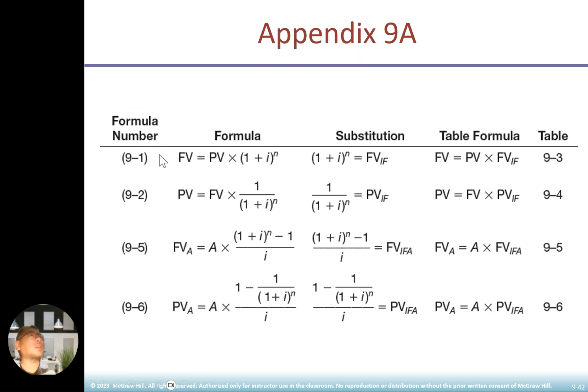So when you look at the logic here, you're going to calculate this formula. This is all of the formulas being used. Remember this formula, this is your base, this is your substitution, this is your table formula. Then just reverse it. This is the future value interest factor, and this is the present value interest factor.